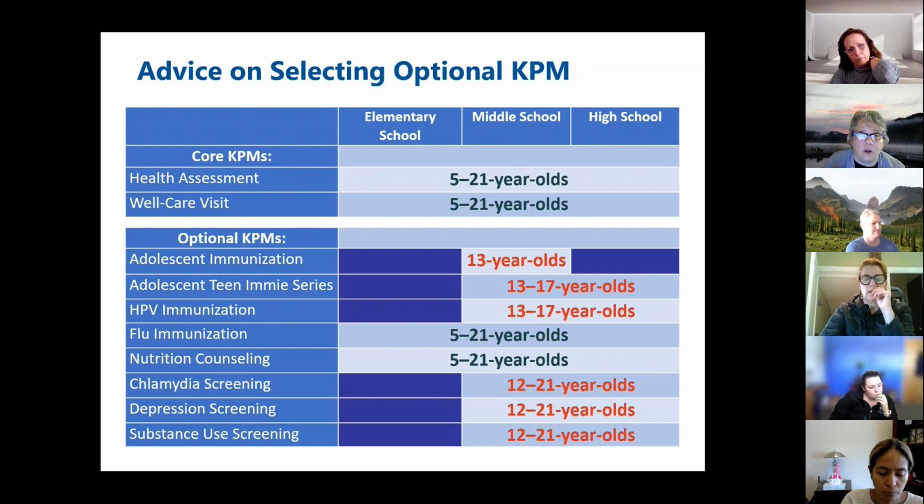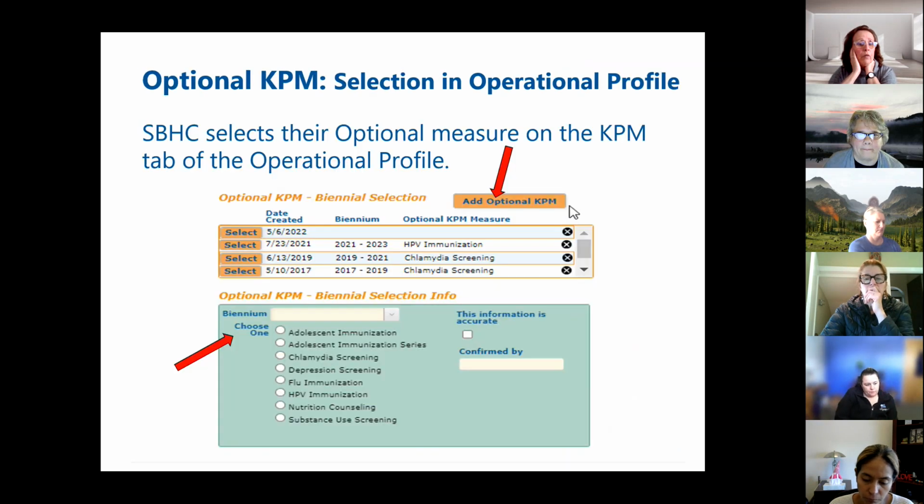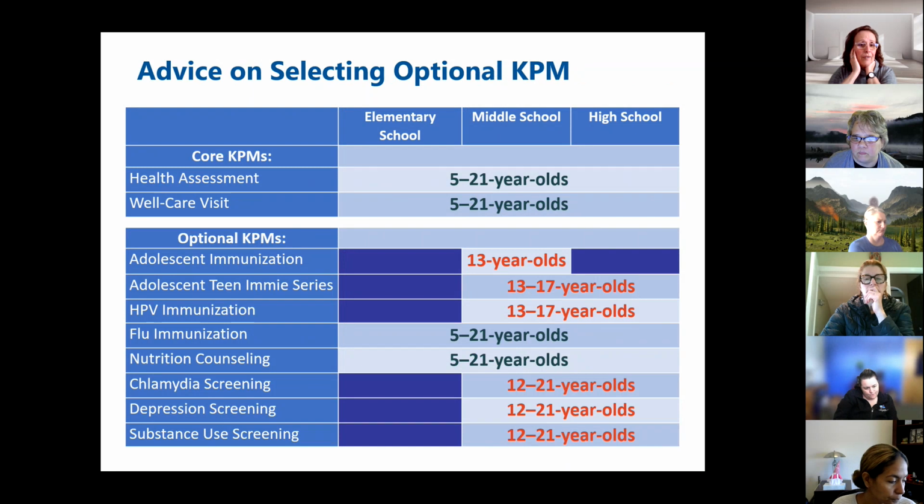So like I said, when you are going to select an optional KPM, I think that this little table is kind of useful because you can see who that optional measure is focused on, and you think about the clients that you're serving at your school-based health center. And we only have 2 options for the elementary age. That's correct. Yeah. At this time, that's true.